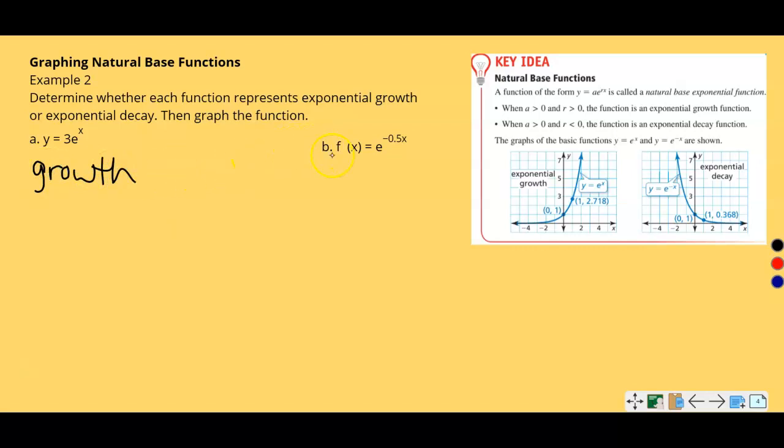B part says f of x equals e raised to the negative 0.5x. So r is less than 0, so it's exponential decay. All right, so it says determine whether each function represents exponential growth or exponential decay, then graph the function.